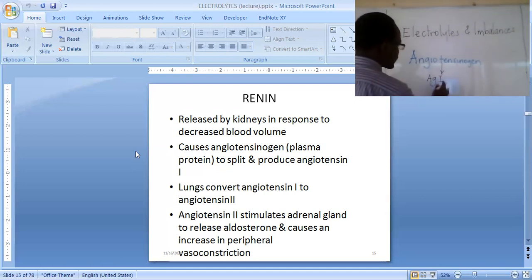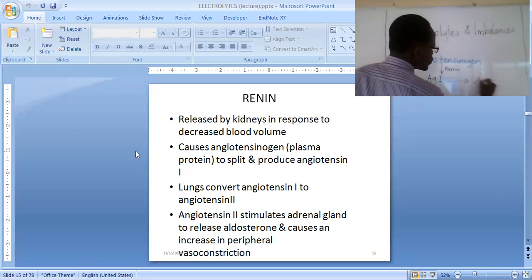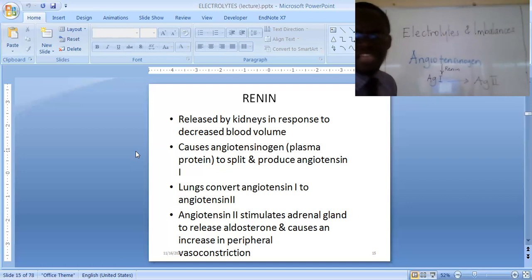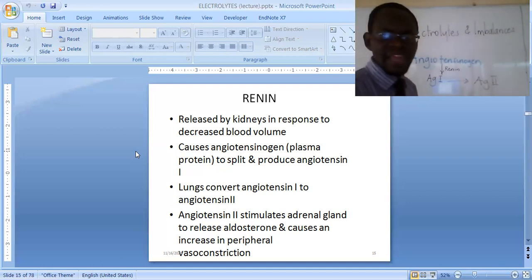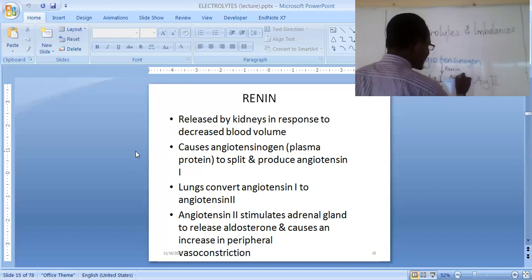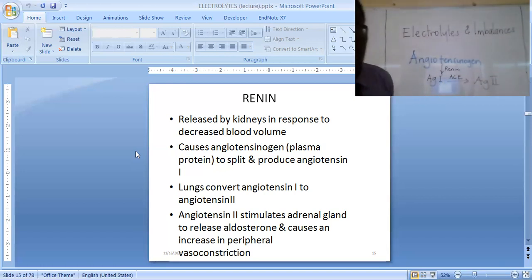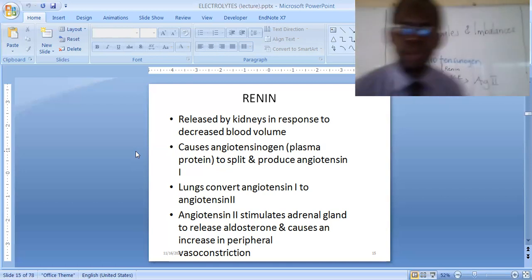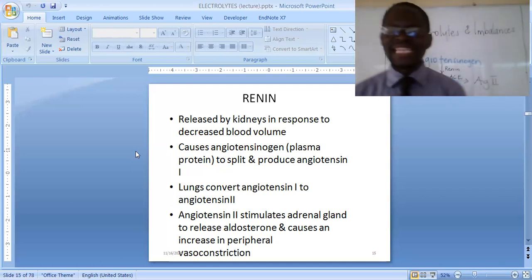Angiotensin 1, this is renin. Now angiotensin 1 is converted to angiotensin 2 by an enzyme which is located within the lungs, and that enzyme is called angiotensin converting enzyme, also referred to as ACE.